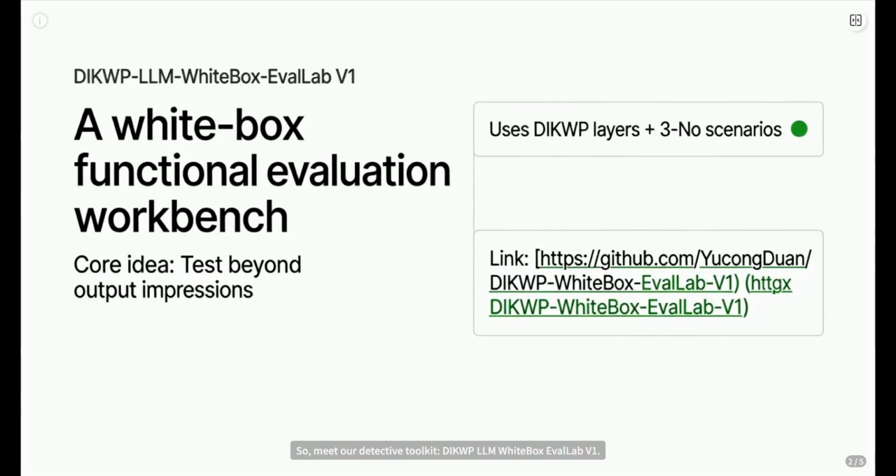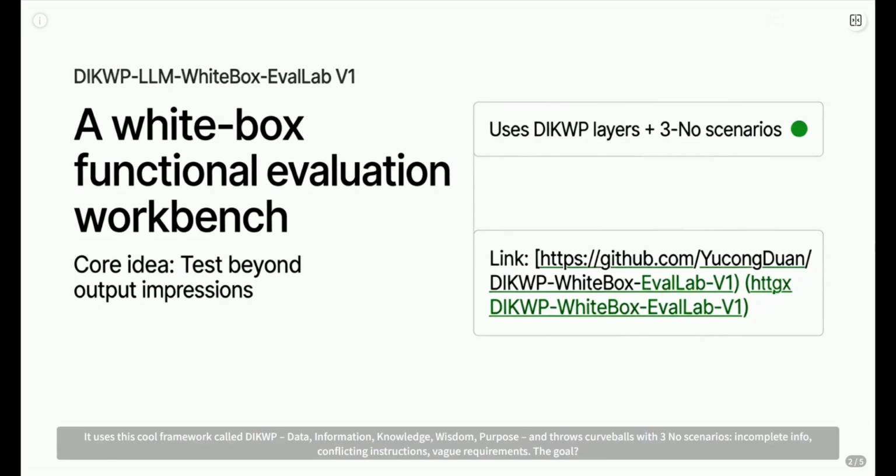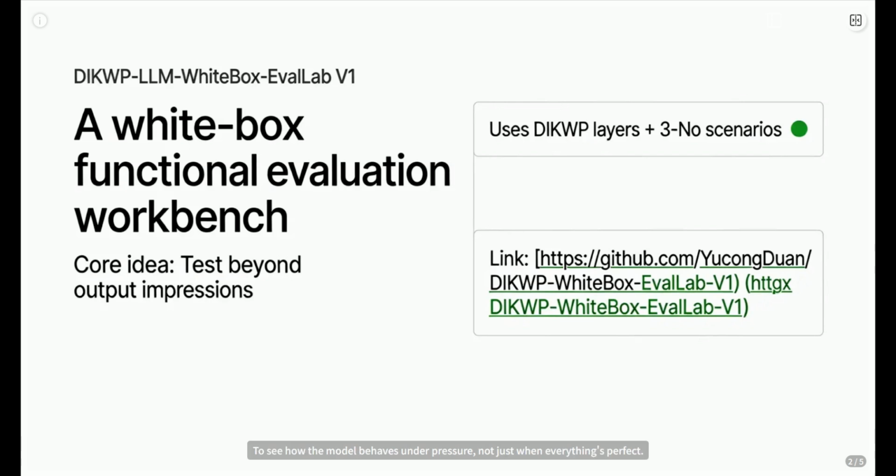So meet our detective toolkit, LLM WhiteBox EvalLab V1. Think of it as a high-tech magnifying glass for LLMs. We're not just looking at the answer, we're dissecting the process. It uses this cool framework called DIKWP: data, information, knowledge, wisdom, purpose, and throws curveballs with 3-No scenarios: incomplete info, conflicting instructions, vague requirements. The goal? To see how the model behaves under pressure, not just when everything's perfect.